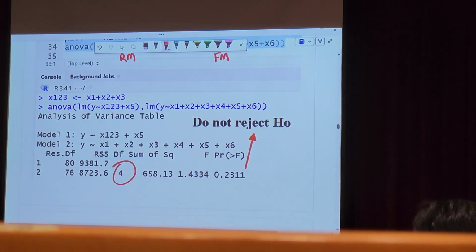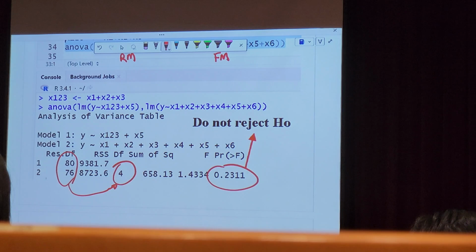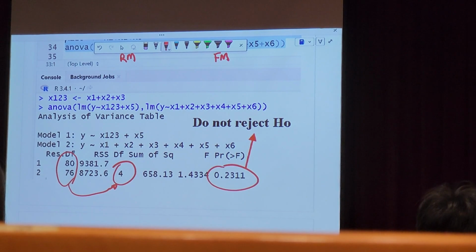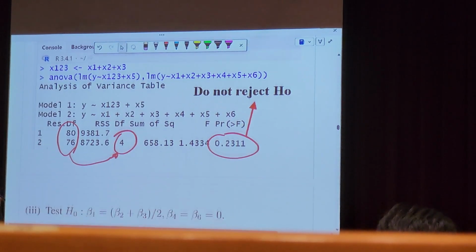Remember, R is the number of linear combinations of betas that you want to test. And of course, you can also use the degrees of freedom of the full model and the reduced model to figure out what R is. So in this case, the p-value is still very large, so we do not reject H0. That means there's no evidence against the null hypothesis.